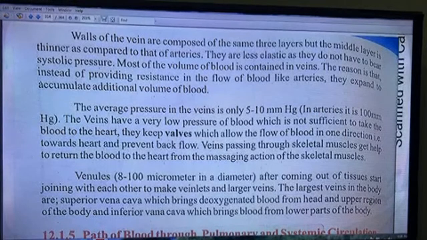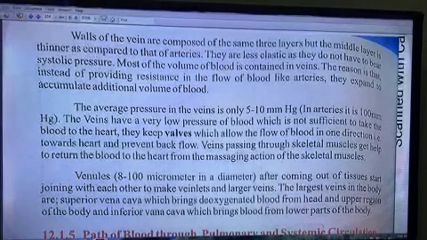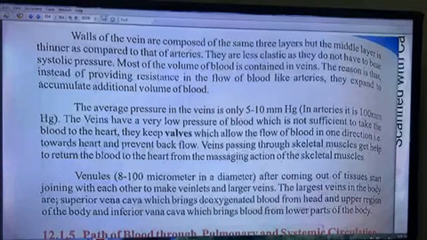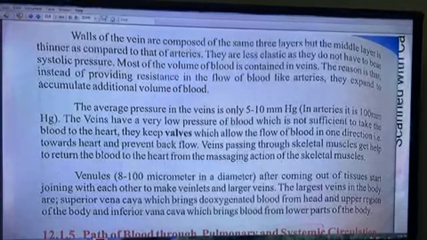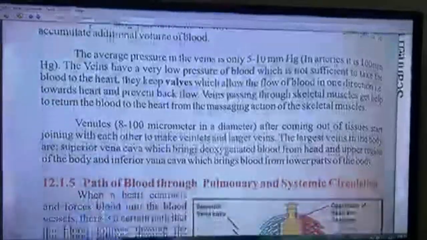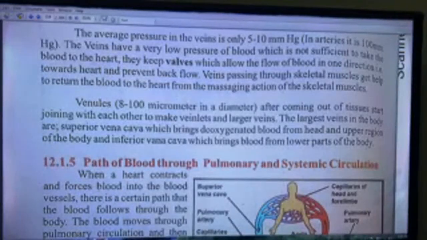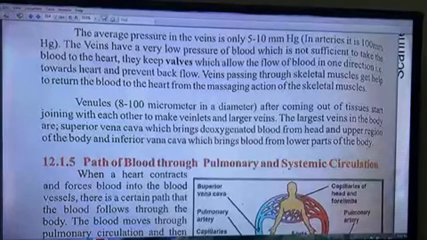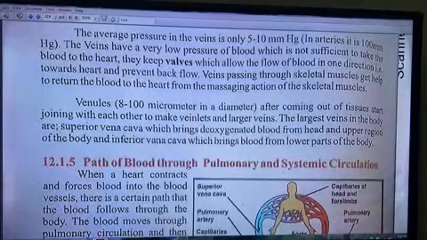Most of the volume of blood is contained in veins. The reason is that instead of providing resistance in the flow of blood, like arteries, they expand to accumulate additional volume of blood. The average pressure in the veins is only 5 to 10 millimeter Hg. In arteries, it is 100 millimeter Hg. The veins have a very low pressure of blood, which is not sufficient to take the blood to the heart.